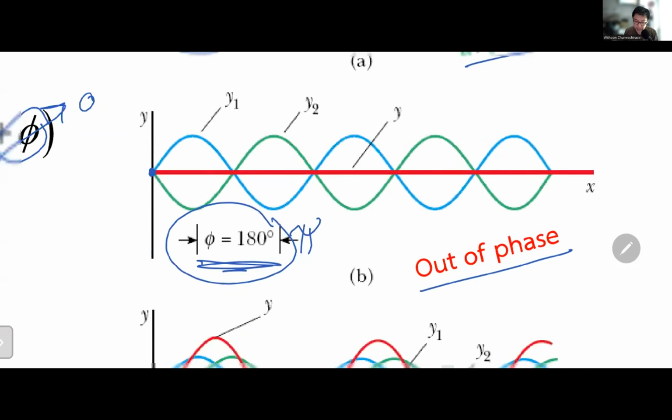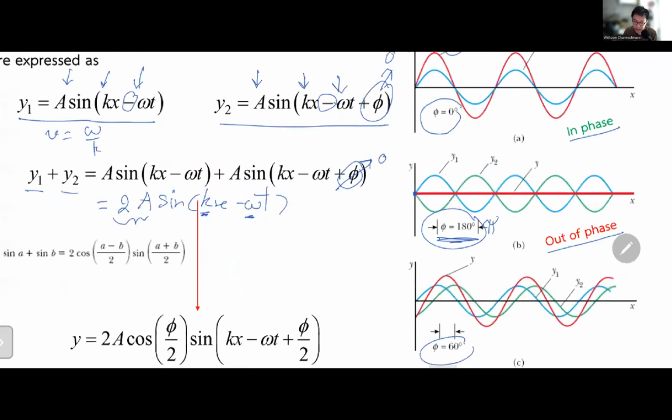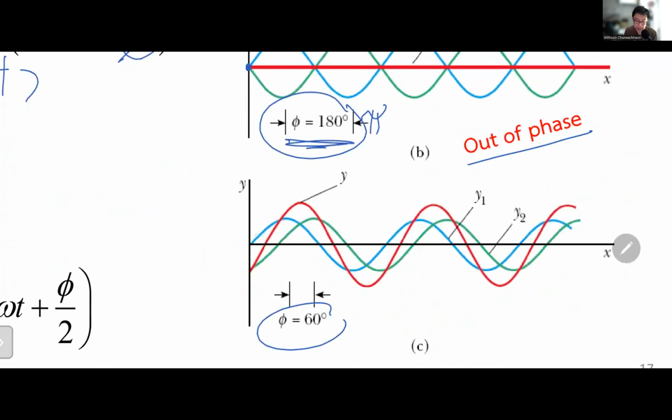All right, nice. And what if I want to play around with this phi? I want to try something else, say 60 degrees. What will be the resultant wave? Graphically, you can do it. You have the blue, that's your original, and then you shift that blue by 60 degrees, which is like 1/6 of a cycle. You get the green, and all you have to do is add these two together. So what you get is the red as your final wave.